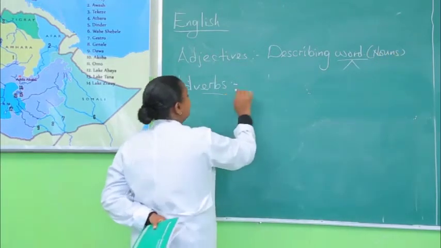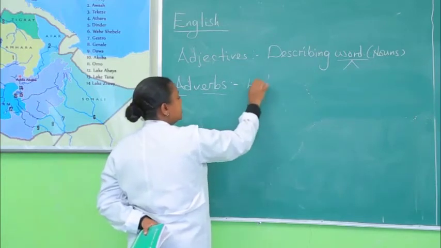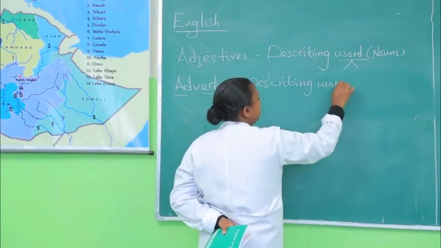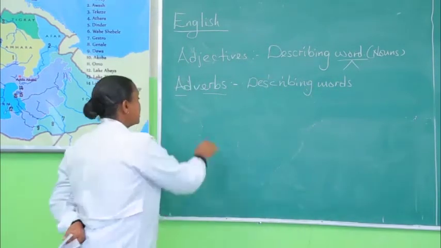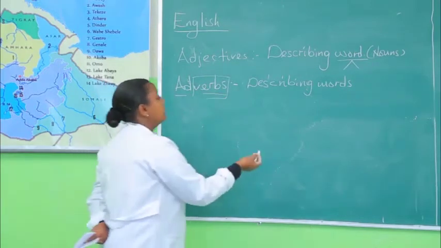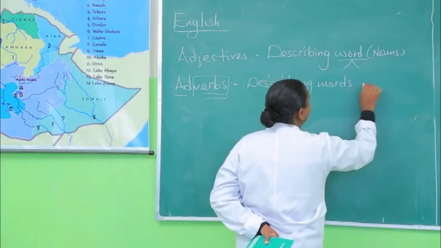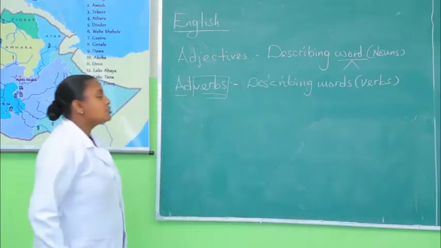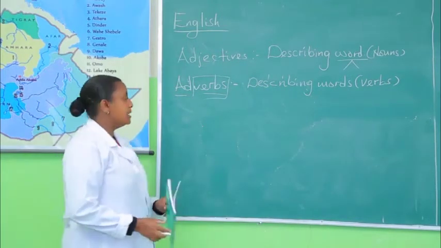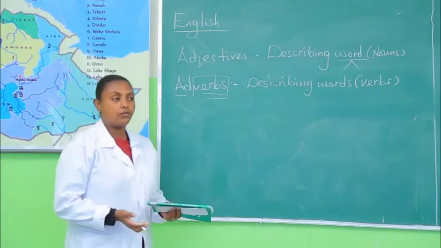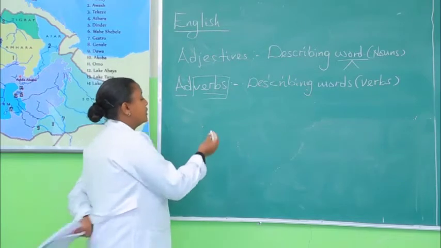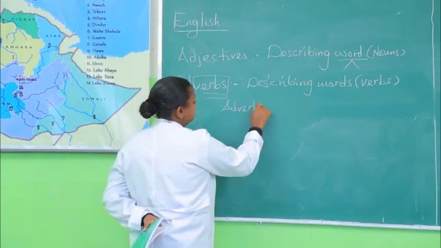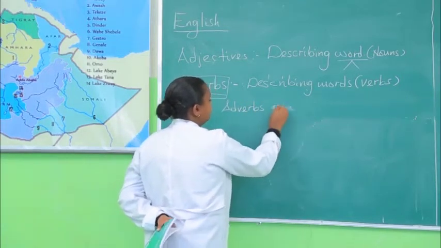The only difference here is adverbs are describing words, but what do they describe? They describe verbs. They will give us some information about the verb. So when we say verbs, you remember what verbs means. So there are different kinds of adverbs. Let us discuss some of them. For example, adverbs can be adverbs of manner.